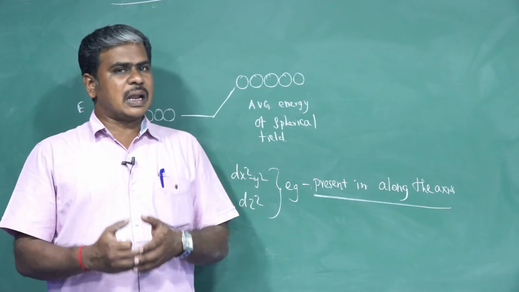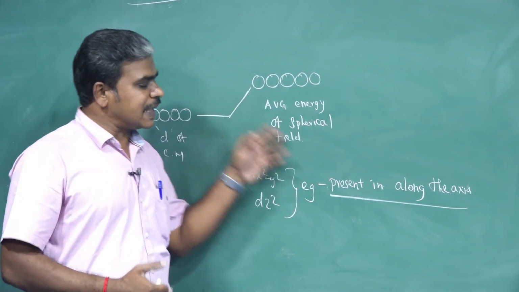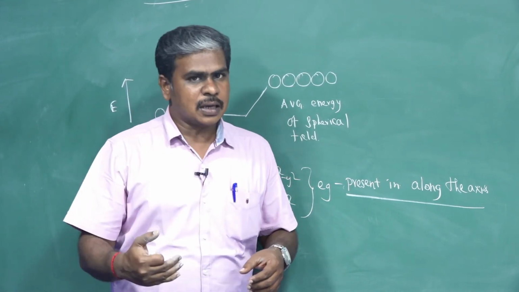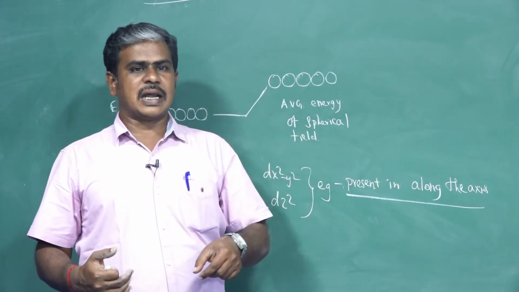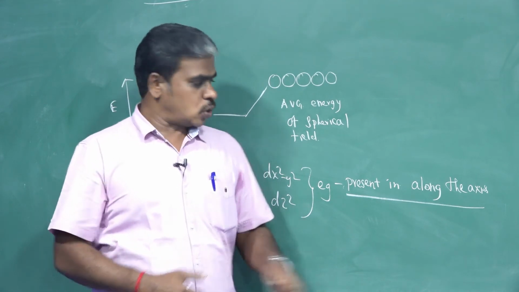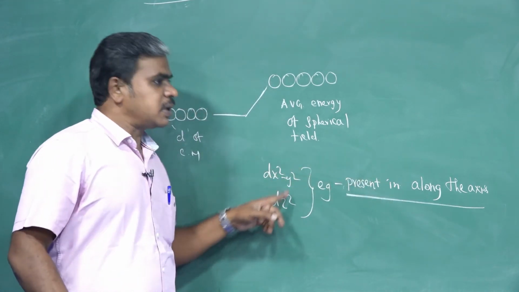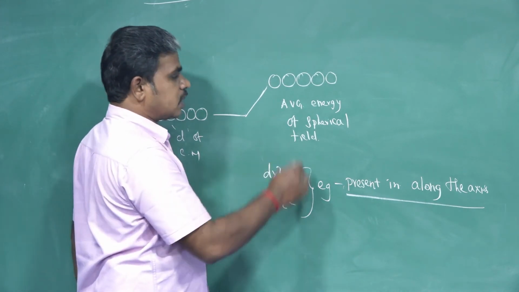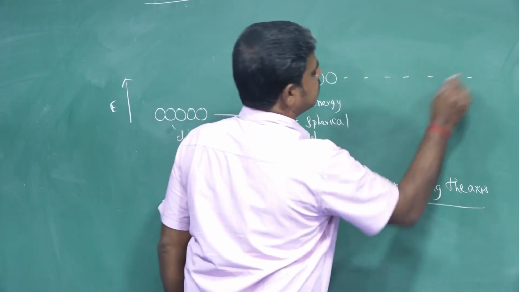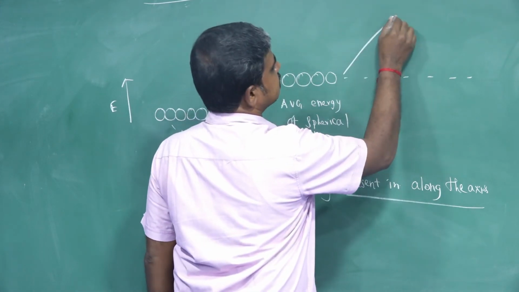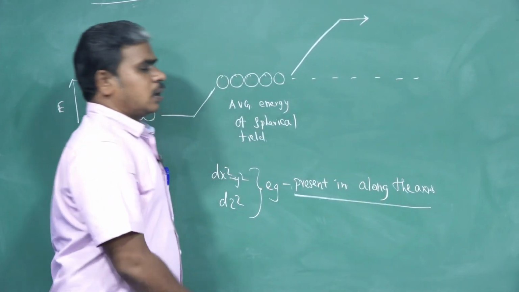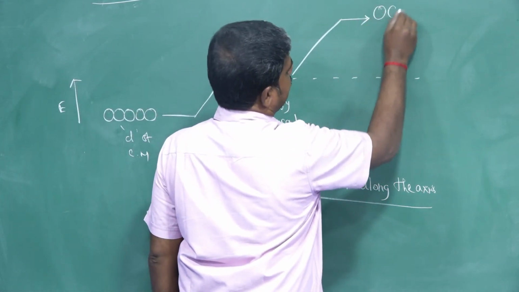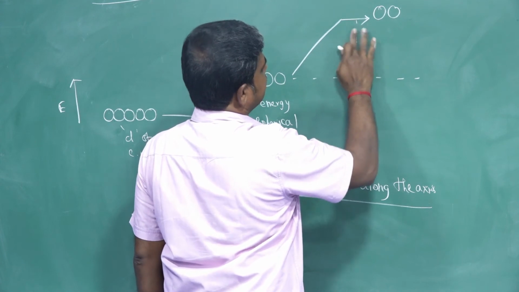So the electron-electron repulsion along the axis increases. Why? The ligand approaches the central metal atom along the axis. So along the axis, which d orbital is present? The Eg orbital is present, so the Eg orbital energy increases. The Eg orbital increases by 3 by 5.